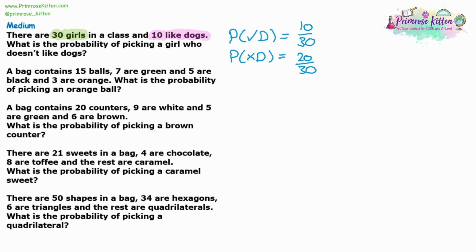A really important thing to note here is what happens when we add those together. 10 over 30 plus 20 over 30 gives you 30 over 30. And 30 divided by 30 is 1. So we're coming back to that fact that probabilities have to add up to 1. If 10 like dogs, then 20 must be doing something else, and it has to add up to the total 30. And again, now we're keeping this as simple and straightforward as possible.